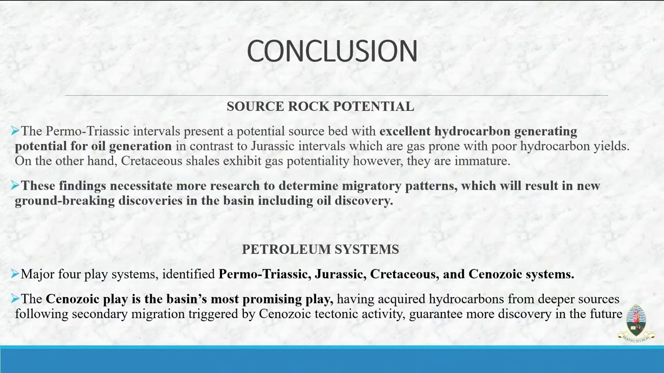You may be asking yourself that we have Permo-Triassic, Jurassic, Cretaceous and the Cenozoic play systems, but it's only the Cretaceous and the Cenozoic systems where the hydrocarbons were found. I'll answer to that later.